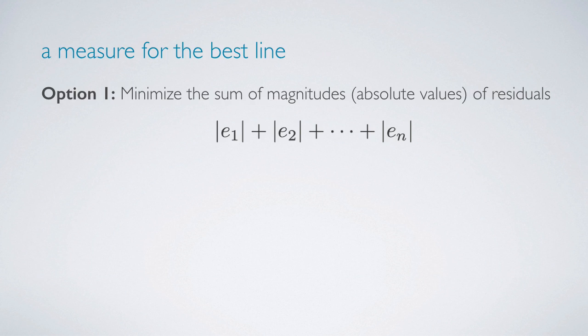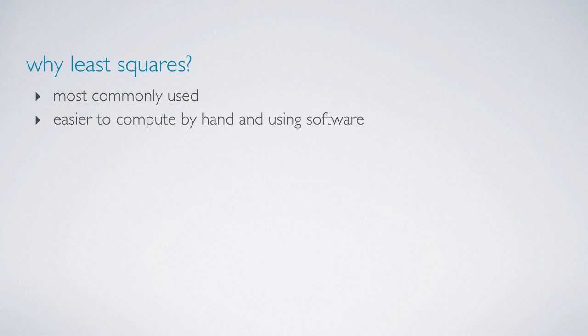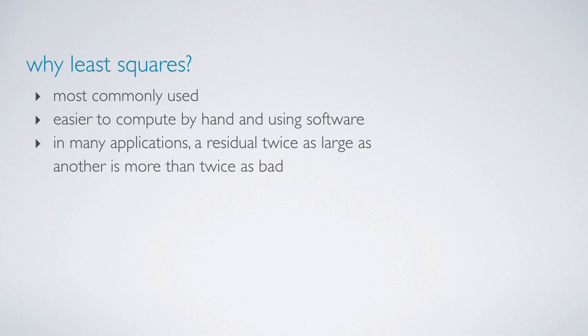One option is to minimize the sum of magnitudes, or in other words, absolute values of the residuals. Another option is to minimize the sum of squared residuals, and this is what we call the least squares, and this is the option that we're going to be sticking with. So, why least squares? This is indeed the most commonly used approach, and it's also easier to compute by hand as well as using software. But most importantly, in many applications, a residual twice as large as another is more than twice as bad. We used the same idea when we calculated the standard deviation earlier in the course as well.